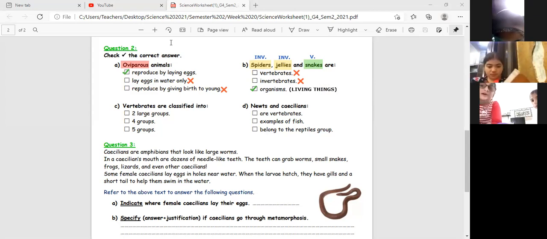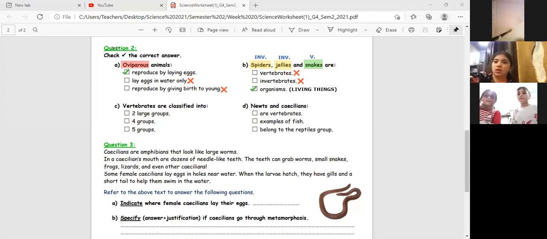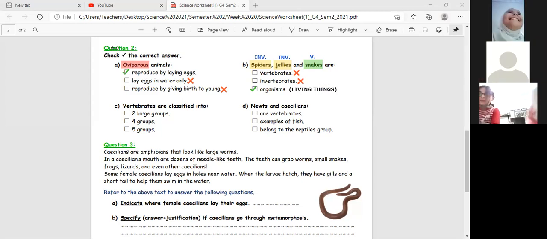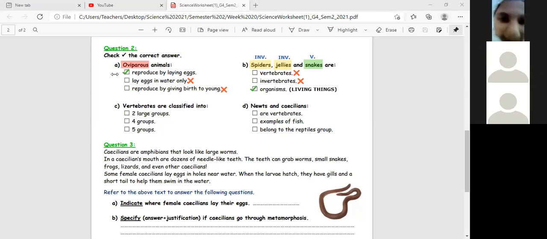Yalla, mute again. Vertebrates are classified into 2, 4, or 5 groups. Vertebrates are 5 groups. Excellent. Fish, amphibians, reptiles, birds, and mammals. So 5 groups.